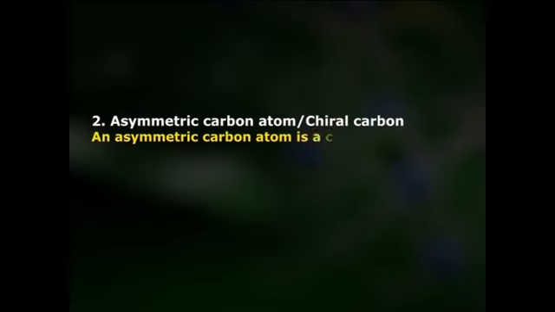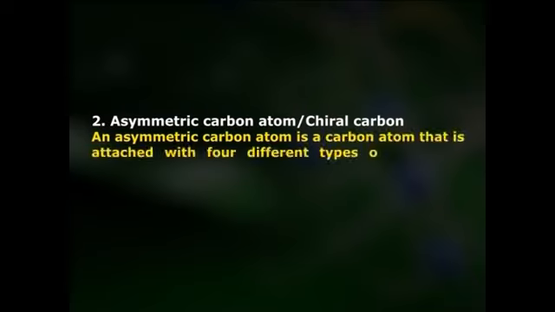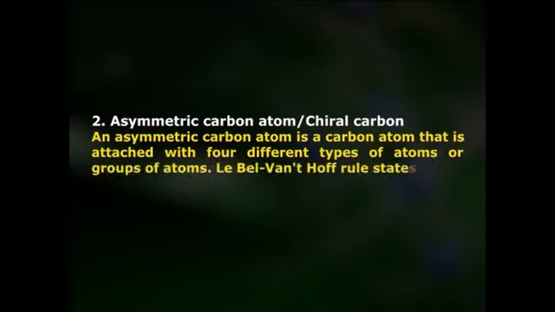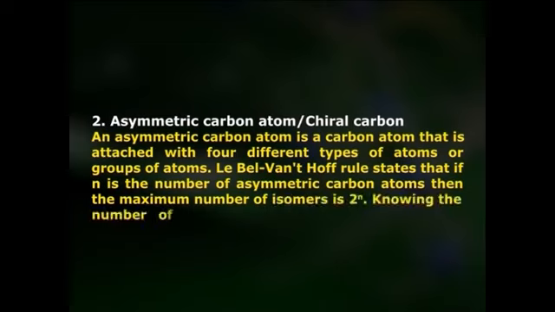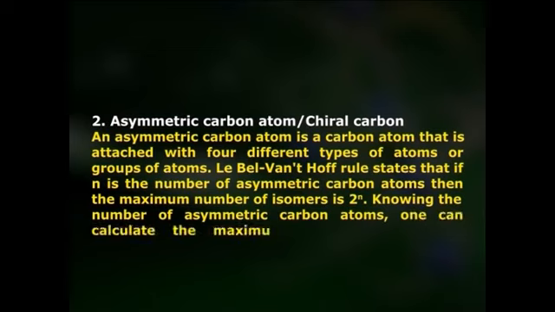Second, asymmetric carbon atom or chiral carbon. An asymmetric carbon atom is a carbon atom that is attached with 4 different types of atoms or groups of atoms. Le Bel-van 't Hoff rule states that if n is the number of asymmetric carbon atoms, then the maximum number of isomers is 2 to the power n. Knowing the number of asymmetric carbon atoms, one can calculate the maximum possible number of stereoisomers.